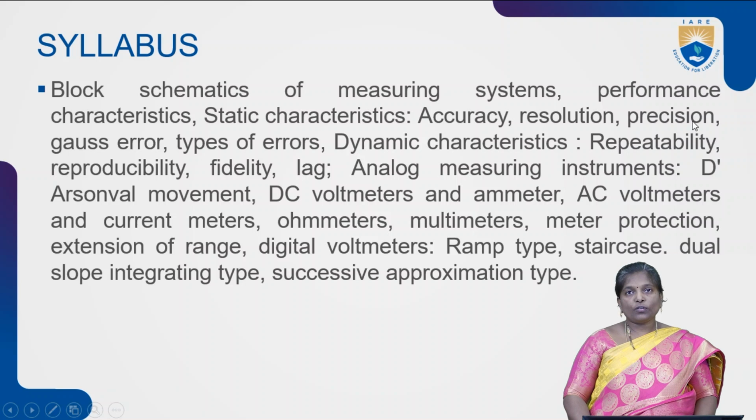So, before going to study the block diagram of a measuring system, what is meant by measurement, what is meant by instrument, and what is meant by instrumentation. An instrument is a device which is used to measure a particular quantity, whereas instrumentation is the process of how we are using a particular instrument to measure a parameter. That is the main difference between instrument and instrumentation.